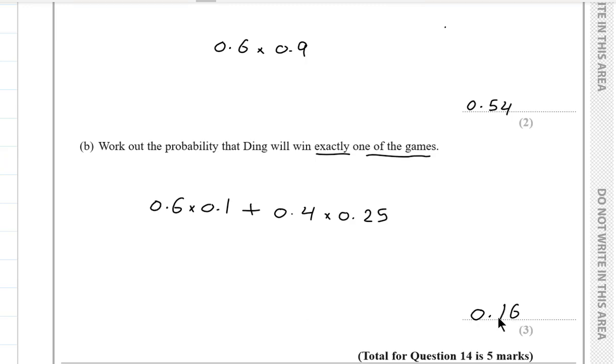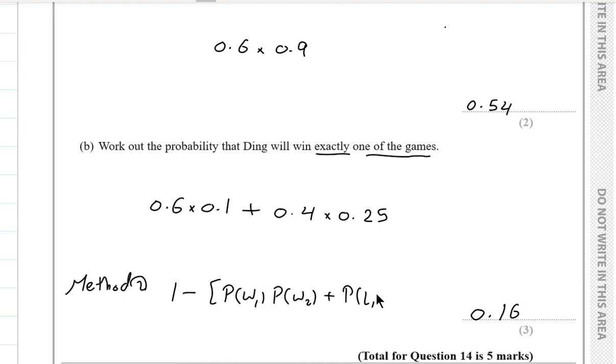0.16. Another way to solve this problem, to answer this question, you can say 1 minus the probability of winning the first and also winning the second, plus the probability of losing the first and also losing the second. This is the complement, meaning that if you check the answer, I think it will be the same.